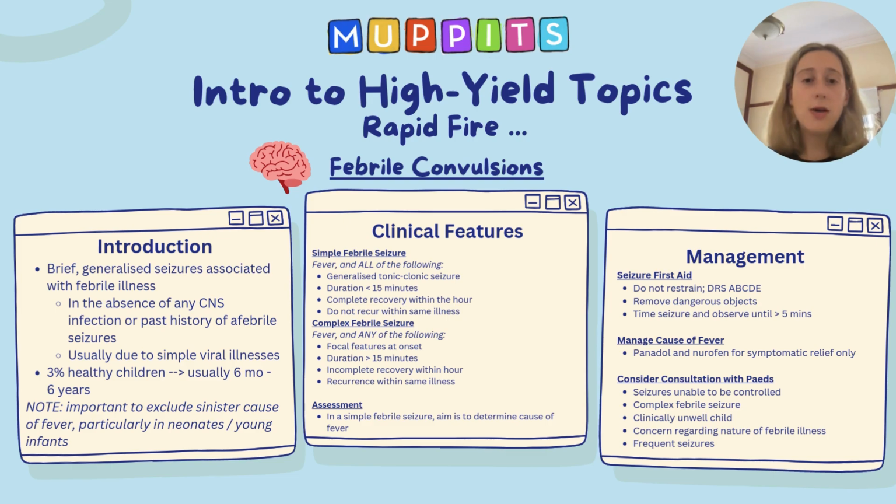So in terms of clinical features, they can be classified into simple febrile seizures and complex febrile seizures. So for simple febrile seizures, you'll have fever and all of the following. So it'll be a generalized tonic-clonic seizure that lasts for less than 15 minutes, and the child has complete recovery within the hour. And it doesn't recur within the same illness. So they'll just have one febrile seizure at some point and then not again during that illness.